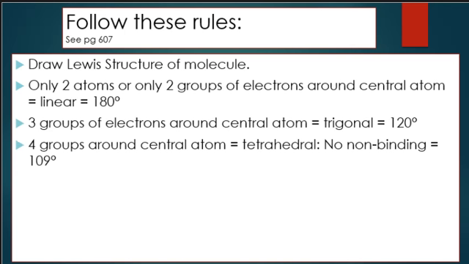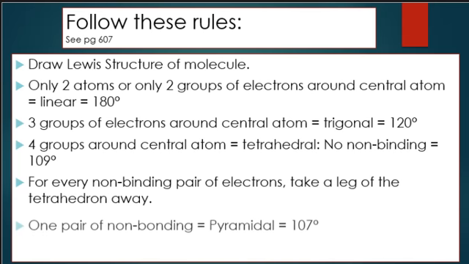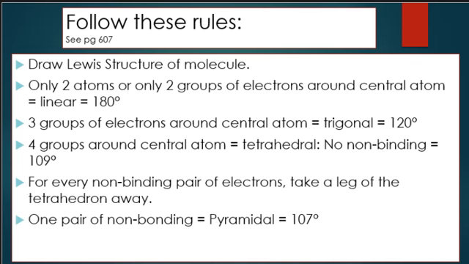So these are our basic ones to start with, and now what we're going to do is take that four group and start taking away a leg. For every non-binding pair of electrons, take a leg off the tetrahedron. That's how we started it. We take that top of that tripod away. One pair of non-binding at the top, that's going to be our pyramid one. And two pair of non-binding, we're going to have our bent, like our water. Those are our rules and how we end up figuring out what something's shaped like. We're going to be able to figure out how it's shaped by drawing its Lewis structure.